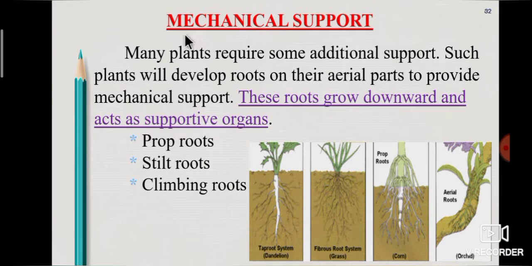Next, we will see mechanical support. Many plants require some additional support. Such plants will develop roots on their aerial parts to provide mechanical support. These roots grow downward and act as supportive organs. That is prop roots, stilt roots, climbing roots.